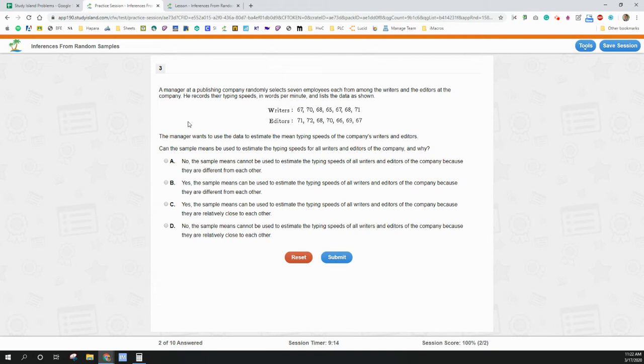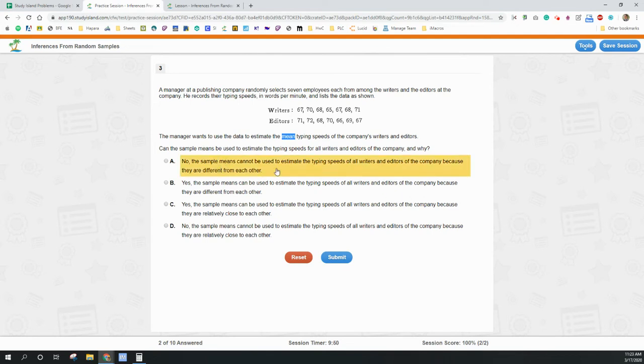The manager wants to use the data to estimate the mean typing speeds of the company's writers and editors. Remember, mean is the average when you add all the data together and divide by how many data points you have. Can the sample means be used to estimate the typing speeds for all writers and editors of the company, and why? So these aren't all the writers and editors in the company, it's 7 writers and 7 editors. Can we use this data to figure out what the typing speeds for all the writers and editors of the company are? That would be mean typing speeds.